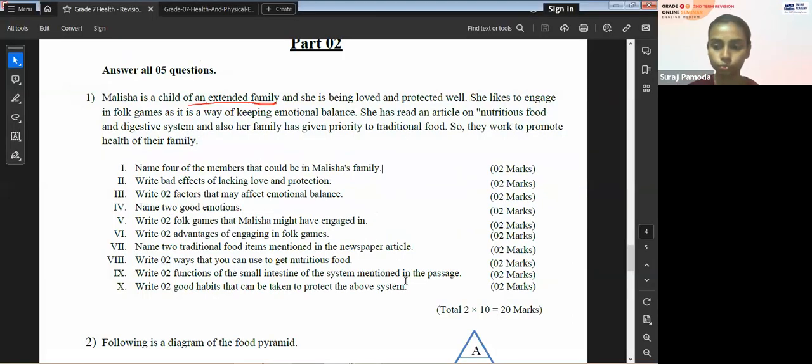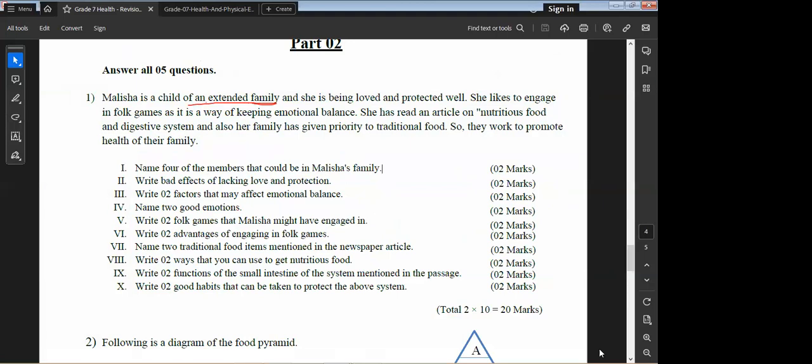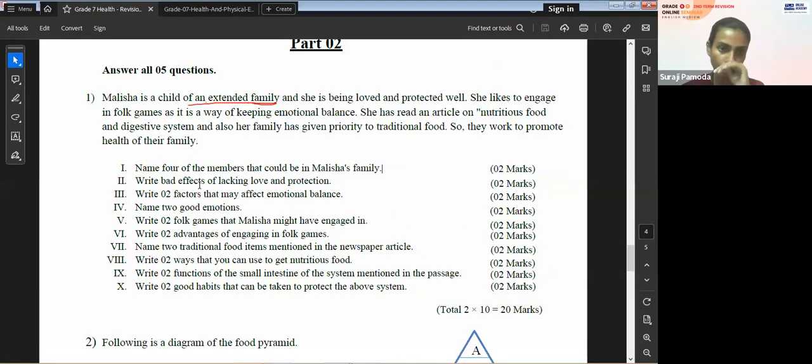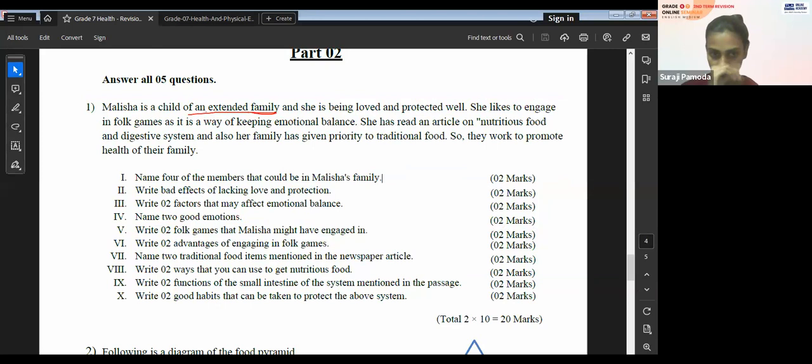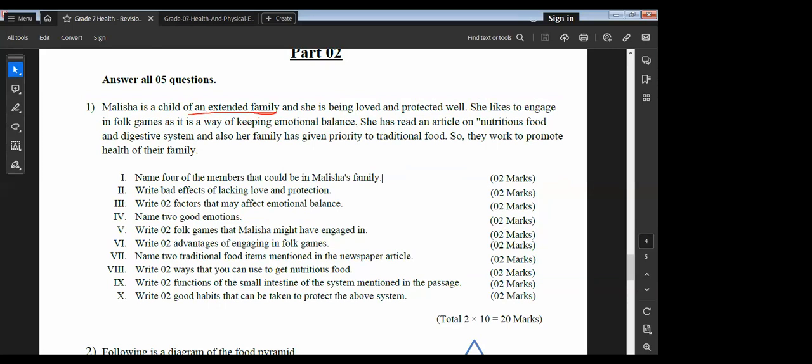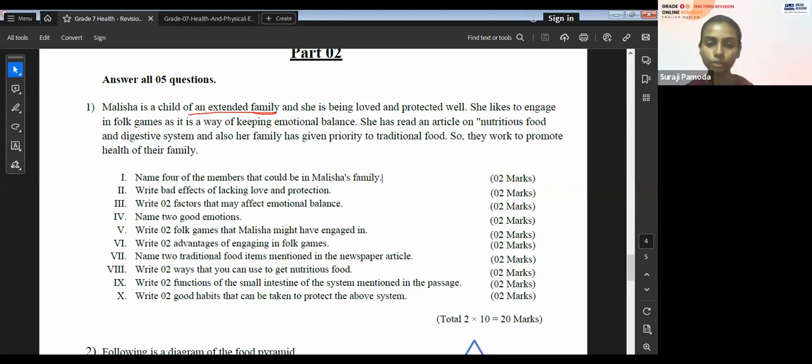Right. Okay, the second one is write bad effects of lacking love and protection. So can somebody tell me the answer? Bad effects of lacking. Dislike of school. Yes, good.